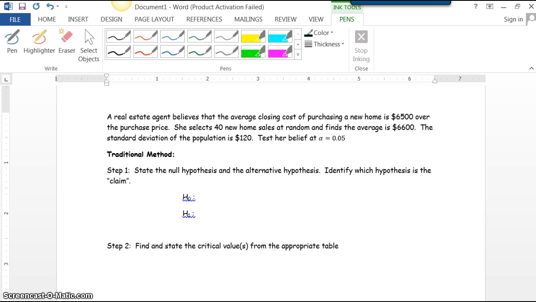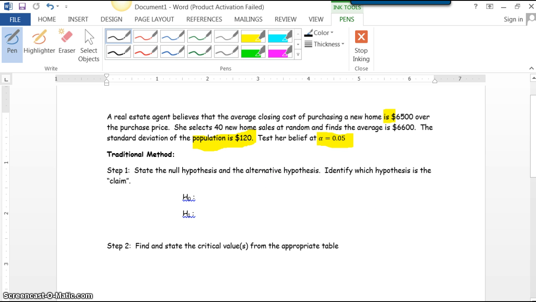So a couple things to notice here. They're using the word "is" right here, and so her belief is 6,500. That's usually a sign that we're using an equal sign. And then the standard deviation of the population is known, and that's how we know to use the Z table rather than the T table. And then this is the significance level, or the alpha level.